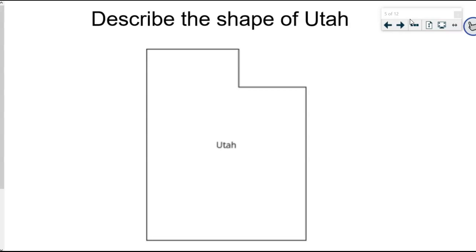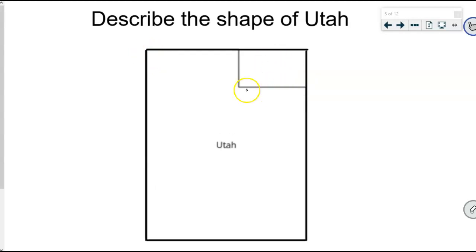How would you describe the shape of Utah, Devin? Yeah, it's like a rectangle with what could be maybe a square. I think it's safe to say it's for sure another rectangle cut out of the corner, right? And so with that in mind, I'm going to draw that rectangle around the outside, the rectangle that would look like Utah. And you'll see why here in just a second. All right, there's that rectangle. And you can see again that other rectangle that's cut out of the corner.